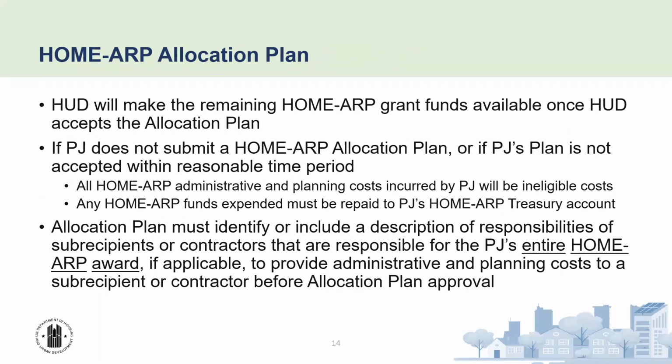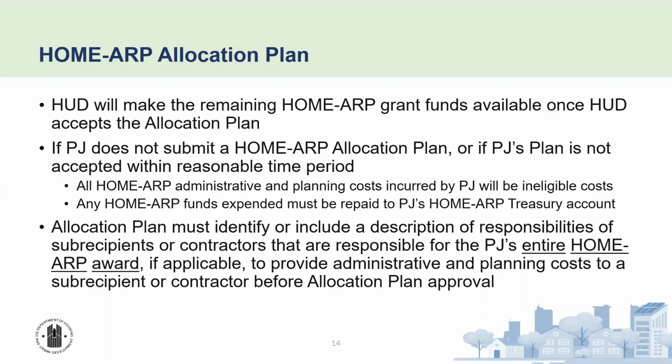Once HUD accepts your HOME-ARP allocation plan, the remainder of the grant will be made available to PJs. If a PJ does not submit a HOME-ARP allocation plan, or if it isn't accepted within a reasonable period of time, all administrative and planning costs incurred by the PJ will be considered ineligible costs, and any of these funds expended by the PJ must be repaid to the PJ's HOME-ARP investment trust fund treasury account.